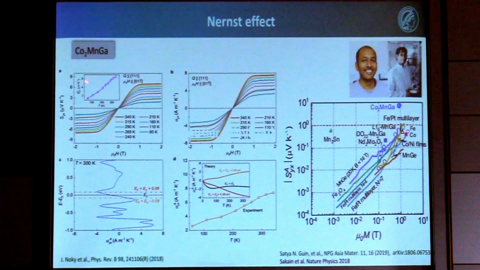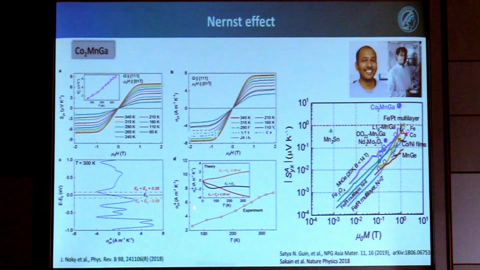In cobalt-2, manganese, gallium, we had already measured the Hall effect, so this was nothing new to do. But we could go back and remeasure the Nernst effect. And indeed, in this compound, we found a giant Nernst effect. Here is a Nernst measurement, and it looks very similar in its behavior to the anomalous Hall measurement, and you see large values.